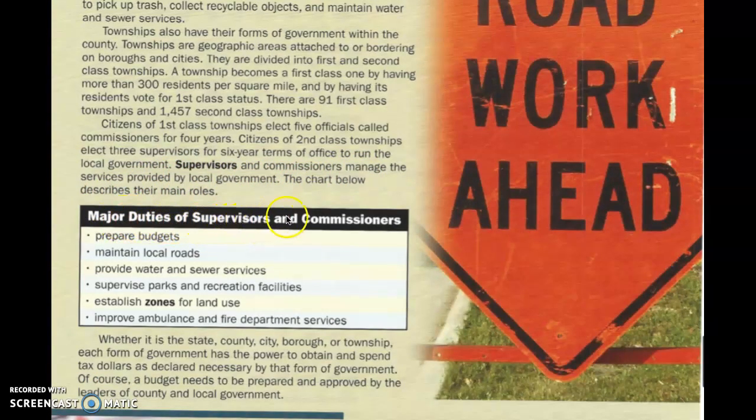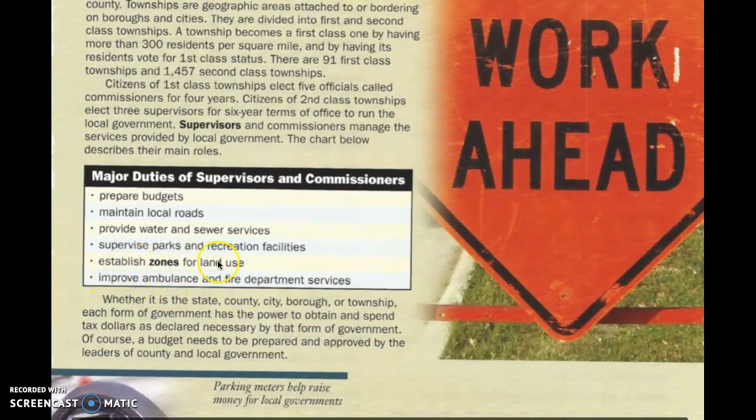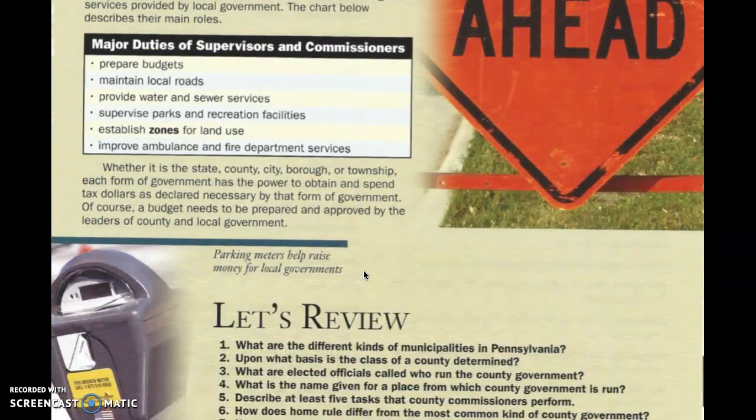Major duties of supervisors and commissioners: prepare budgets, maintain local roads, provide water and sewer services, supervise parks and recreation facilities, establish zones for land use, and improve ambulance and fire department services.